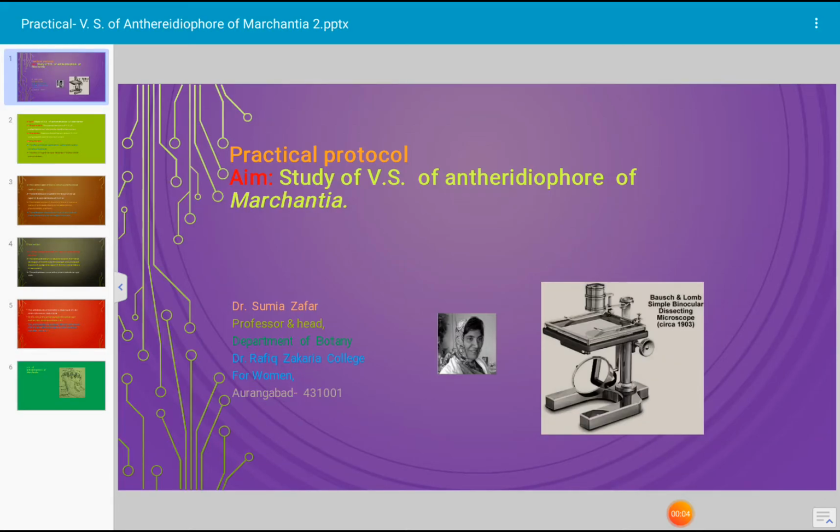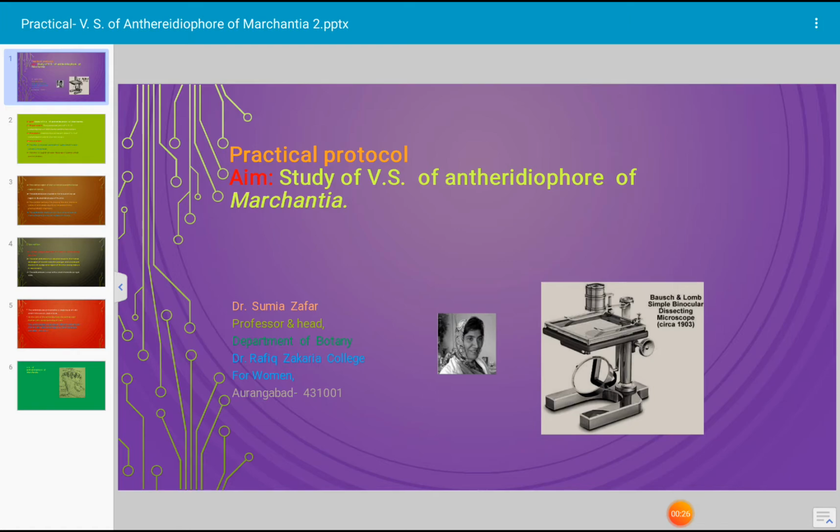Today's topic for discussion is a practical protocol of bryophytes. And today's aim of the practical is study of vertical section of Antheridiophore of Marchantia. Marchantia is a bryophytic plant. Let us see the practical of vertical section of Antheridiophore.